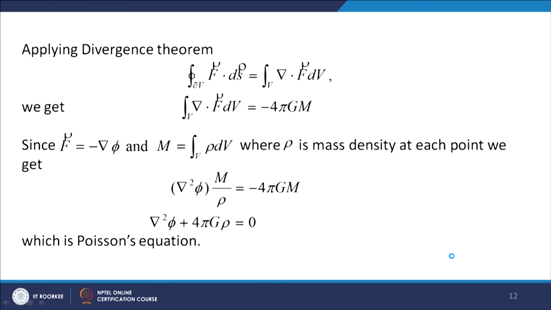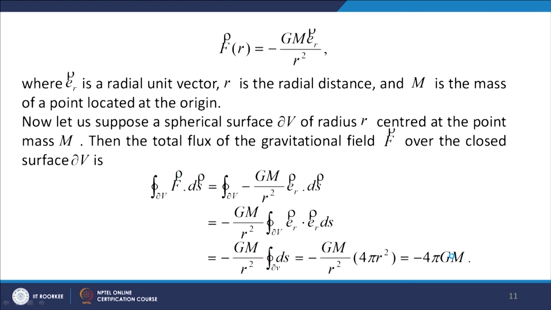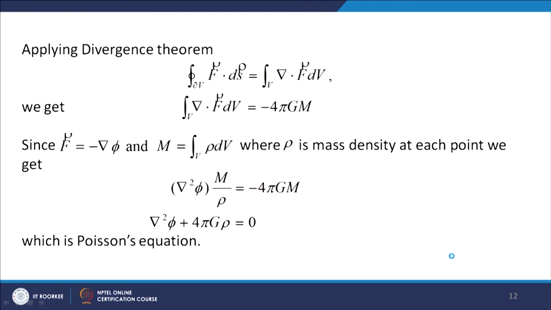Now, what we do is let us apply the divergence theorem. The divergence theorem is a relation between the volume integral and the surface integral. So, this integral over the spherical surface F dot dS can be converted to the volume integral of divergence of F dV, okay, and the integral over B of divergence of F dV is equal to, this surface integral we have already found, minus 4 pi GM. So, this volume integral becomes minus 4 pi GM.